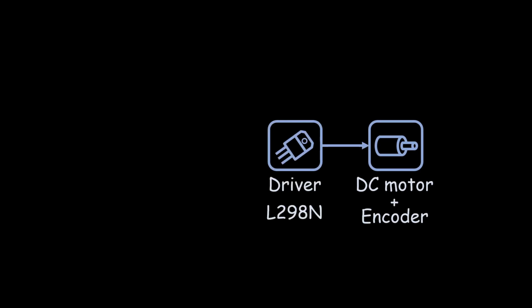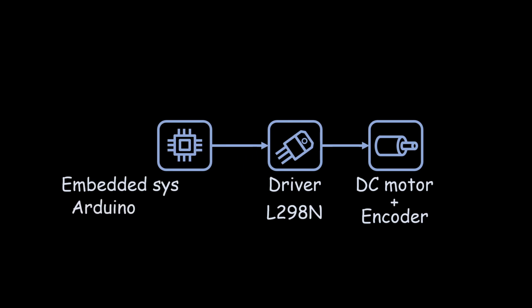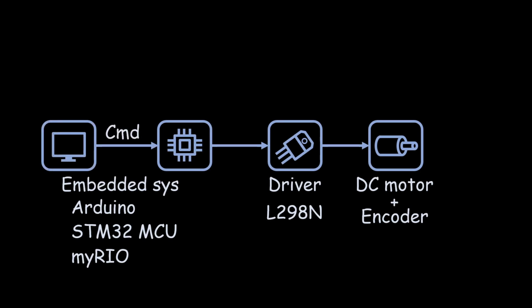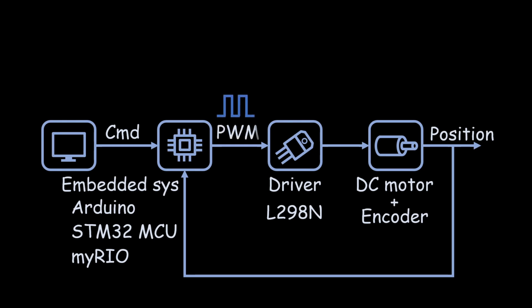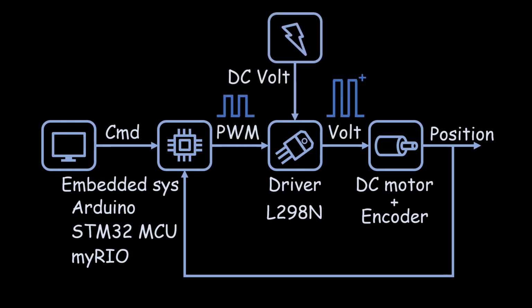First, to perform system identification for a DC motor, you need a driver, such as the L298N, and an embedded system, like Arduino, STM32 MCU, or NI myRIO. The embedded system receives commands from the computer, measures the encoder signals from the DC motor, and outputs pulse width modulation to the driver, which then makes the motor rotate. In today's tutorial, we will use the L298N and Arduino.